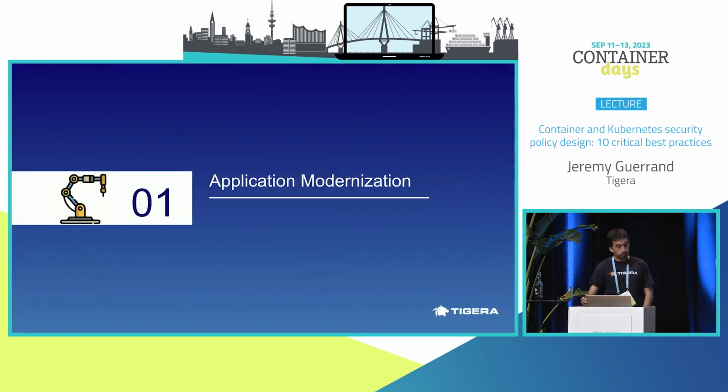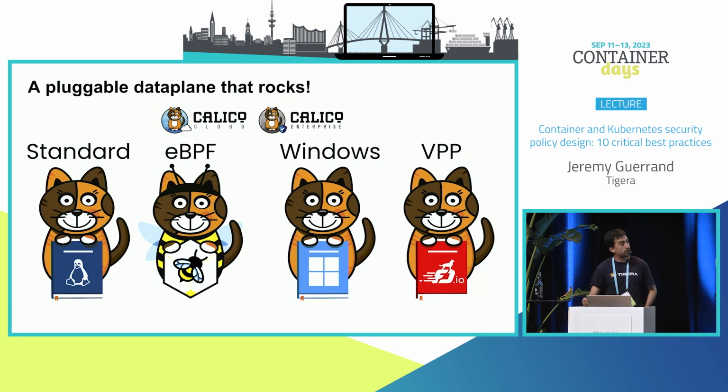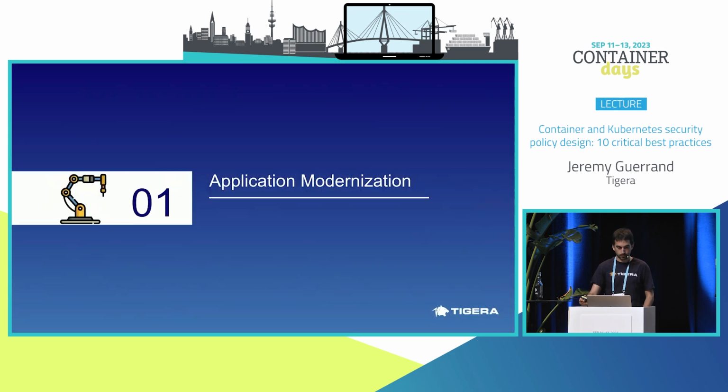Let's move to the next one. Just for your information, do you see the two logos, Calico Cloud and Calico Enterprise? That's the commercial offering. If you're looking for more features, support, and professional services, Guerrand also provides two enterprise products. So we're going to start with application modernization.